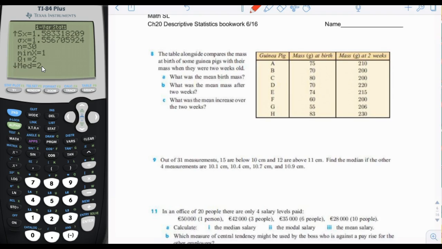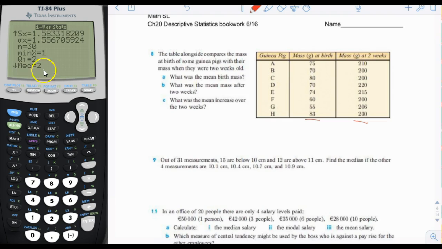Okay, so 8. The table alongside compares the mass at birth of some guinea pigs with their mass when they were 2 weeks old. What was the mean birth mass? The mean birth mass. And what was the mean mass after 2 weeks? Okay, so they want to know the mean of this. They want to know the mean of this. What was the mean increase over the 2 weeks?